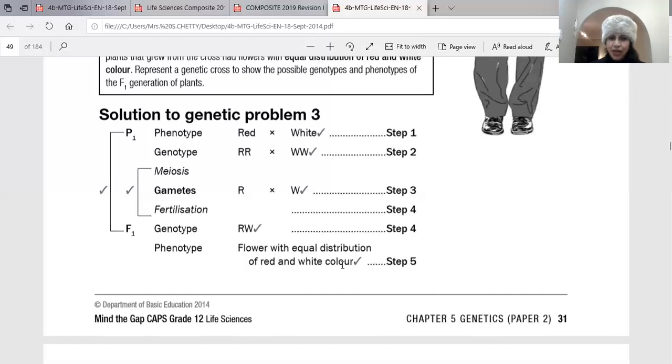To recap, I want you to cross a plant with flowers with equal distribution of red and white with another plant with flowers with equal distribution of red and white. Clue, genotype would be RW cross RW.